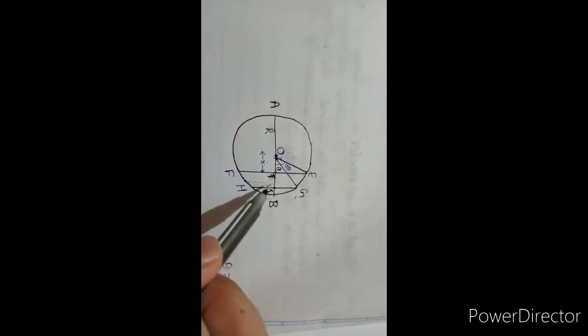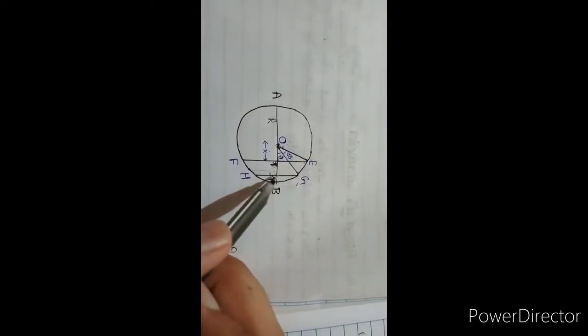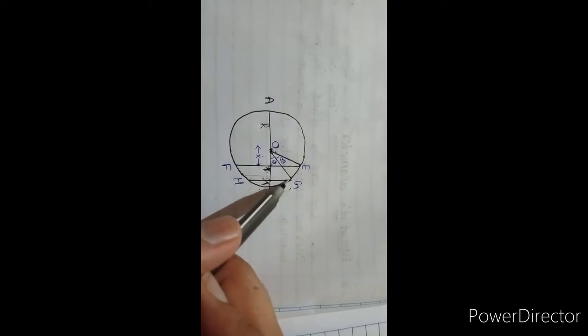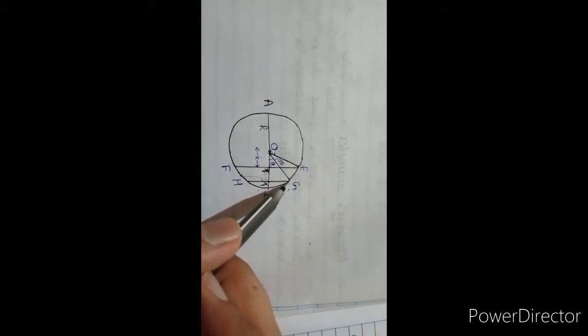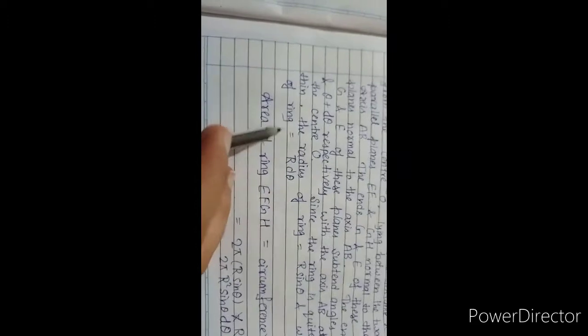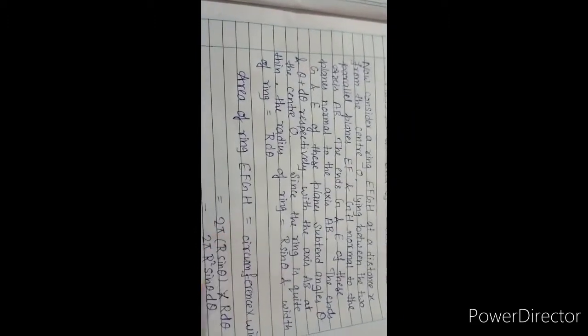And now TG is the radius of the ring, the distance of the center from one end of the ring. So TG equals R sine theta, and as it is written, the radius of the ring will be R sine theta. It has come like this.